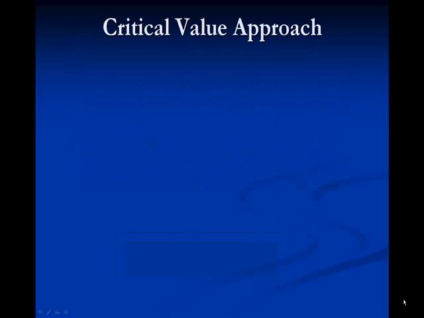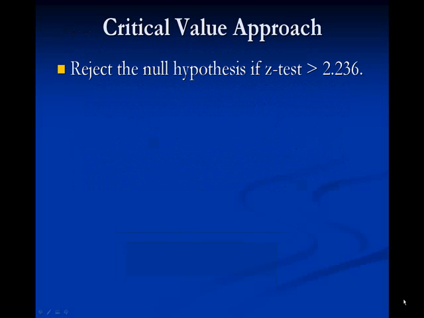So all proportion problems are z-tests. So we're going to reject the null hypothesis if the z-test is greater than 2.326. It's just a one-tailed test in H1. You can go to the z-table or to the very last row of the t-table where it says z-values.